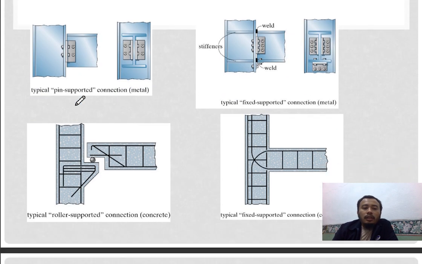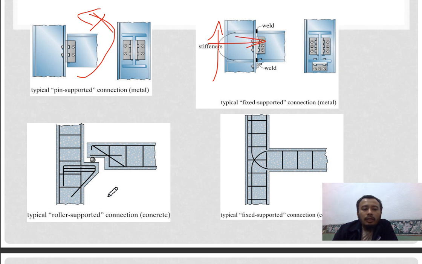As you can see here, this is the typical pin supported connection method. This is the actual connection that we are building, but in the idealized structure, there will be no moment restriction. You might visualize that there is some restriction in the moment, but in the idealized structure, there is no moment for a pin. But for the fixed supported connection, you have moment, and then the lateral restriction, and then the vertical restriction.